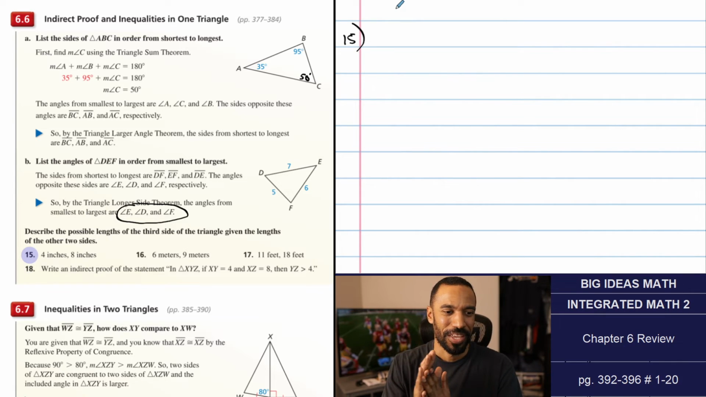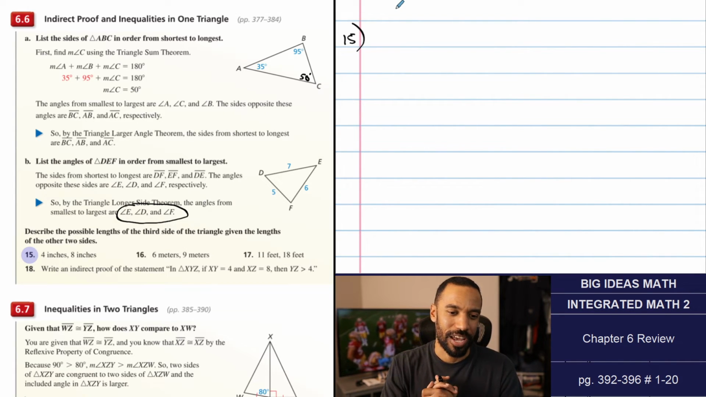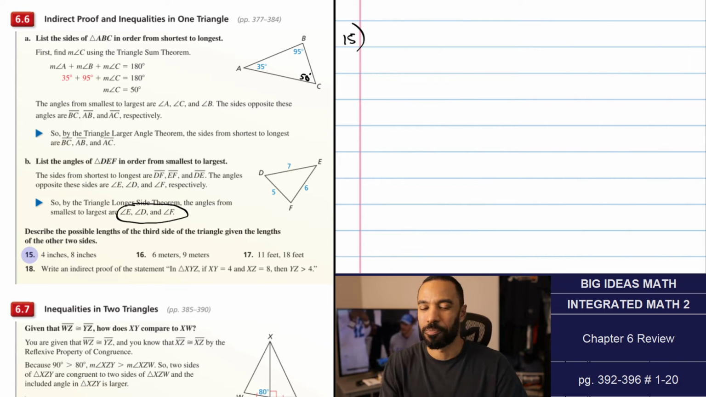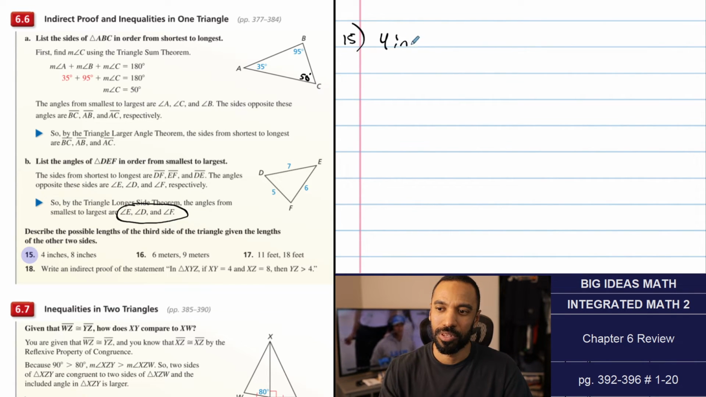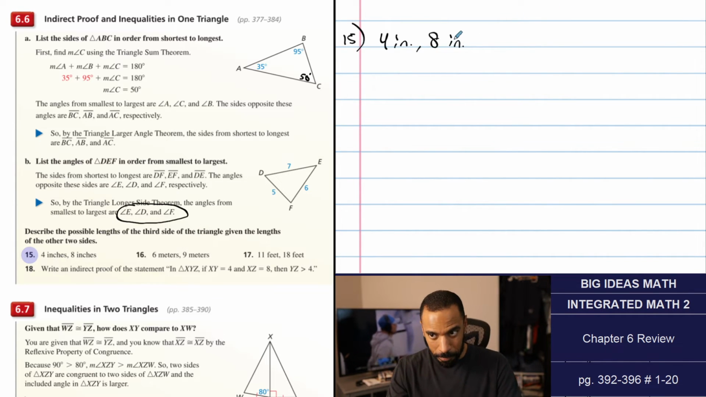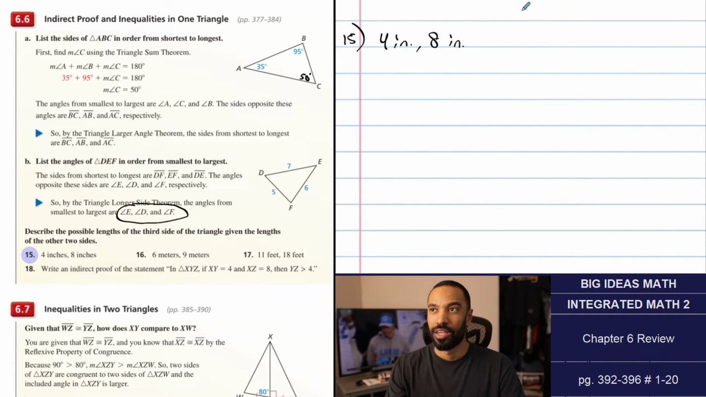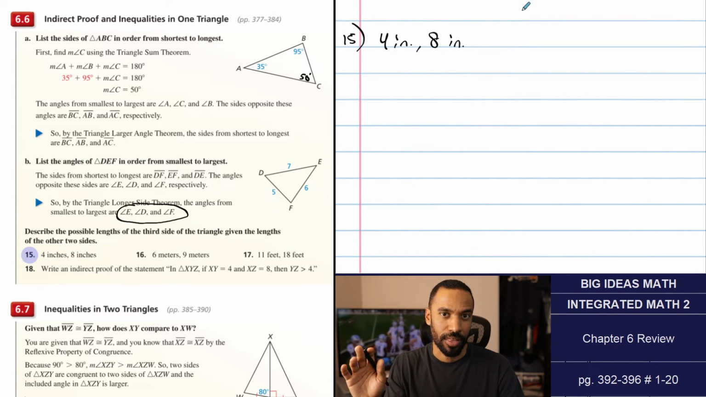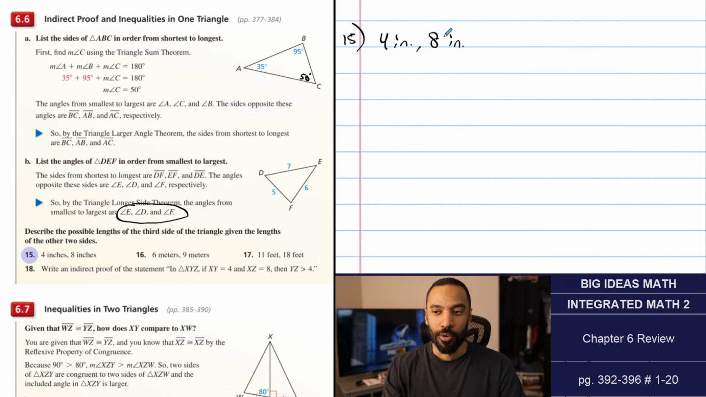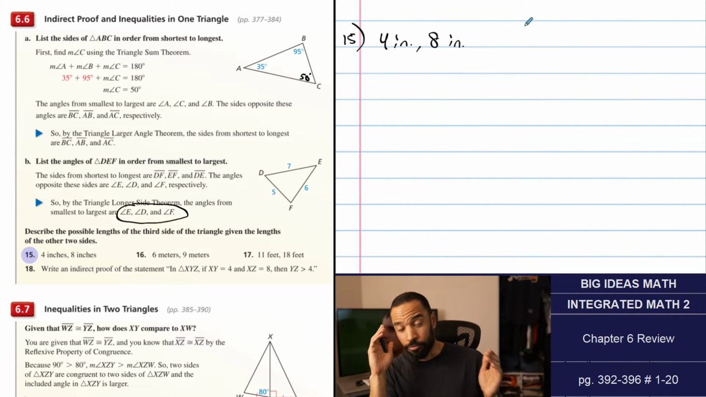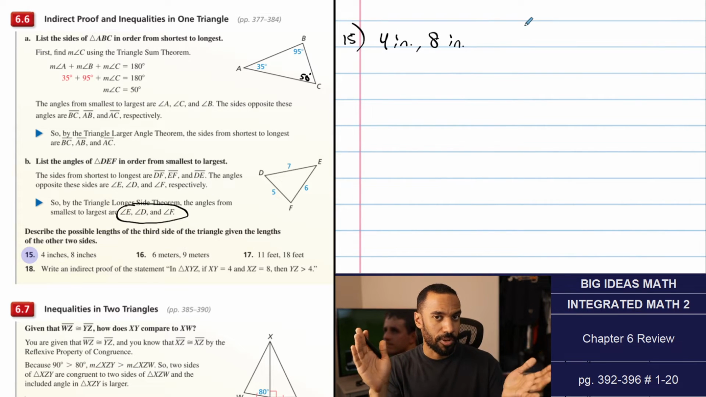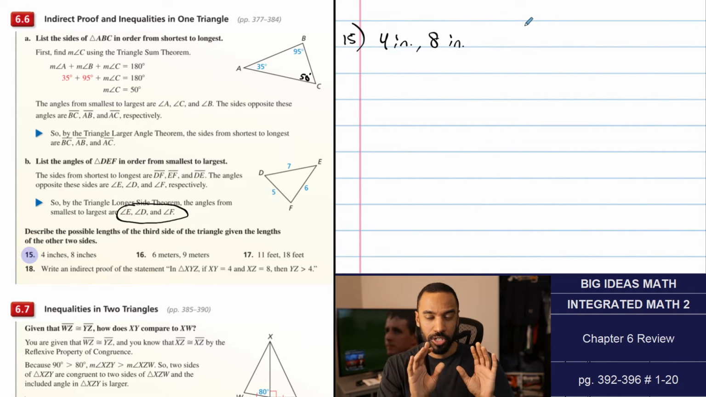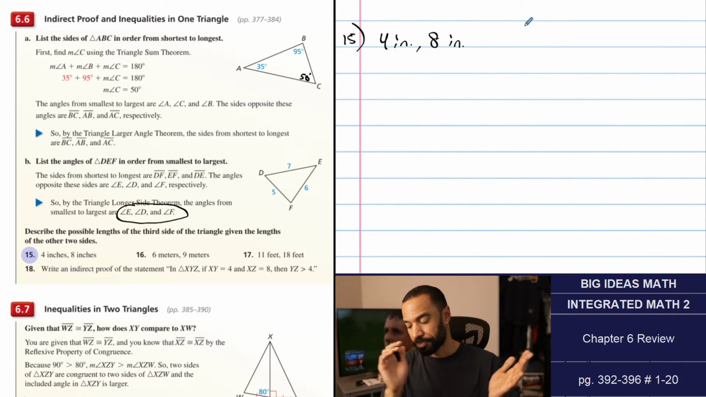Describe the possible lengths of the third side of the triangle given the lengths of the other two sides. All right, 4 inches and 8 inches. Now, to not reteach everything, just to state the triangle inequality theorem, the lengths of any two sides added together in a triangle must be greater than the third side. 4 and 8 could be the two smallest sides of a triangle with an unknown long third side, or 4 and an unknown small side, have to be larger than the 8 when added together.